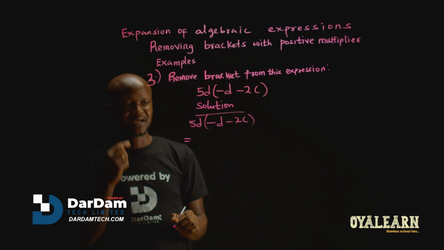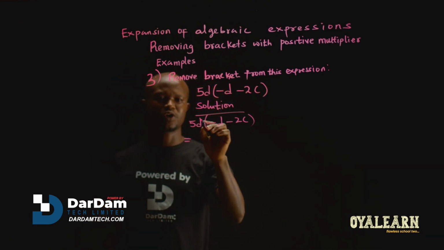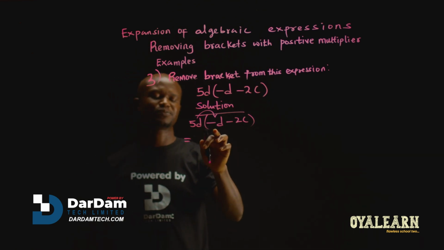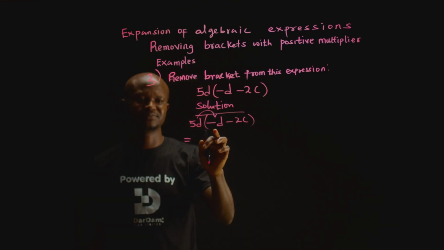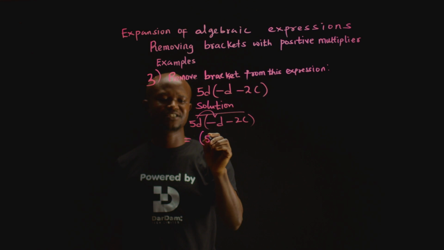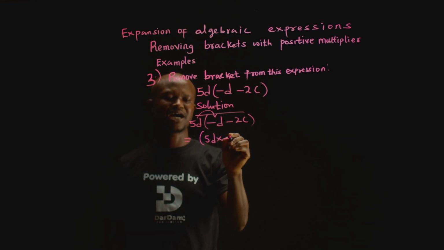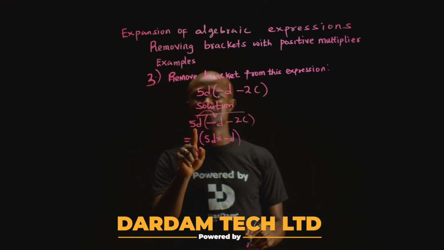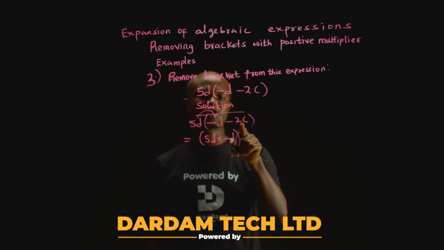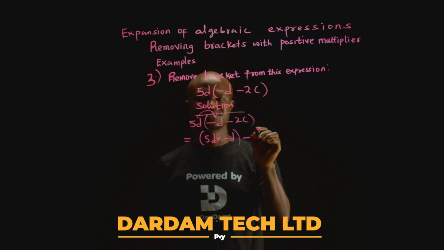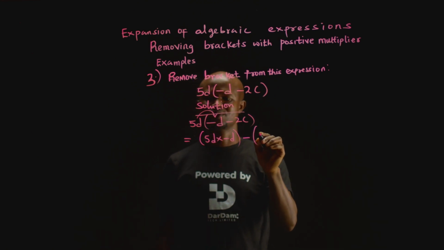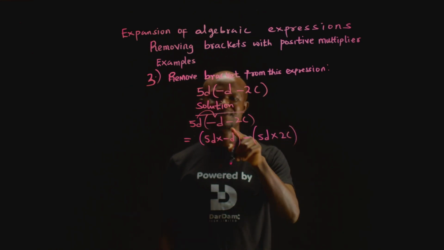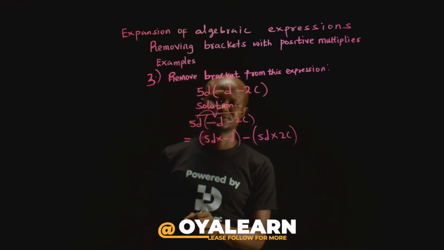Now, expanding brackets, what do we have? We have 5d multiplied by minus d. That is 5d times minus d. Now we use the same multiplier, which is 5d here, to multiply what we have here. Minus into what? We have 5d multiplied by 2c. We have minus at the middle already.